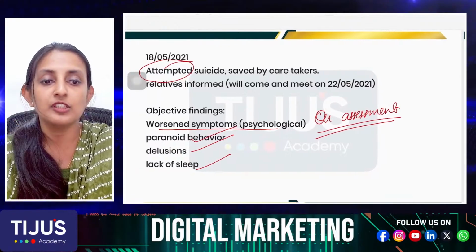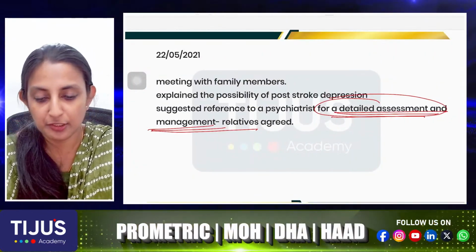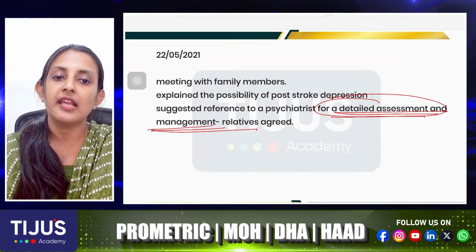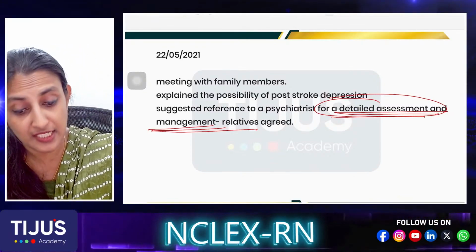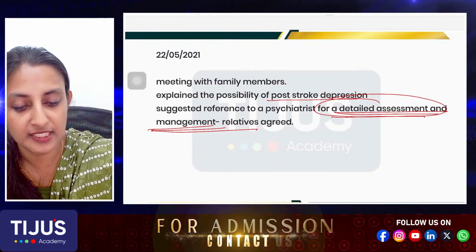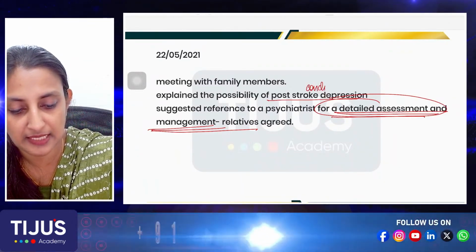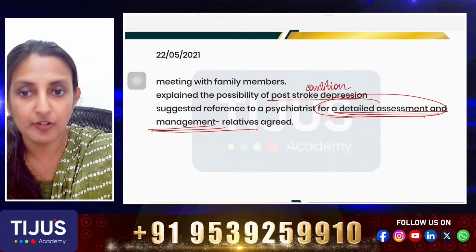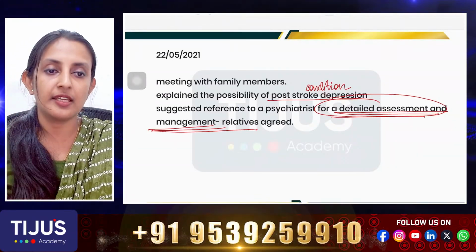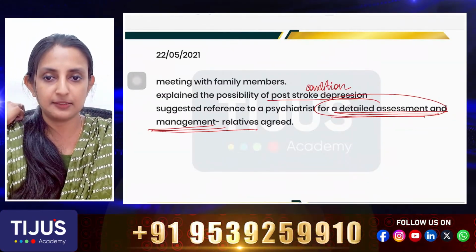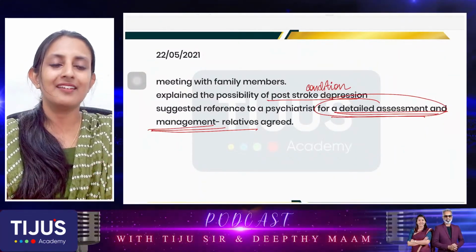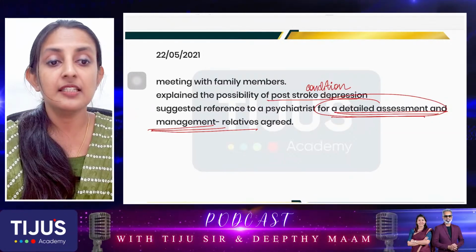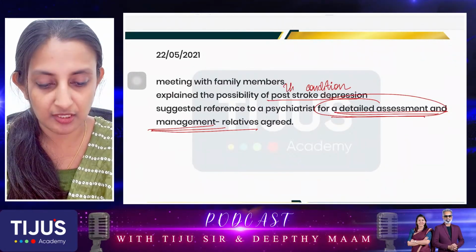All right, and once we mention the assessment part, you can talk about today. Today we had a meeting with his family and explained the possibility of the condition. So when we are writing today's element, you only need to mention it as the condition in the body paragraph, because in the introduction itself we have already mentioned post stroke depression. So when it comes to the body paragraph, you don't need to repeat the name of the condition. You can place it as the possibility of the condition.